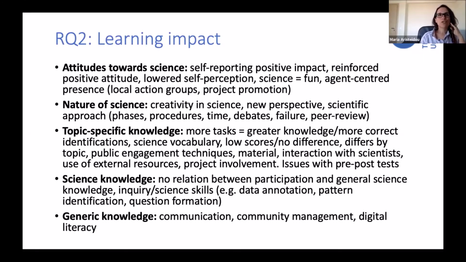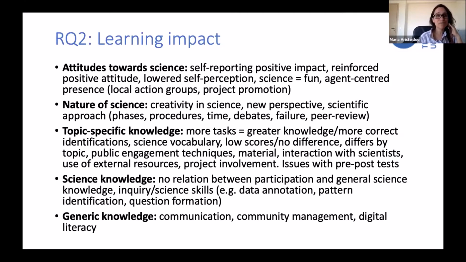So they understood what the scientific phases are, what the procedures and instruments that are used in citizen science and in the scientific process are, that science and the science process take time, and that there are debates and not just unique knowledge and one correct knowledge. Also, they realized that science can include failure as well, and that peer review is mandatory to conclude robust knowledge.